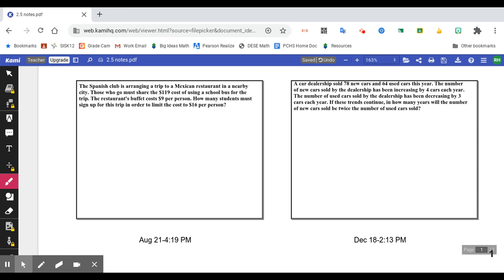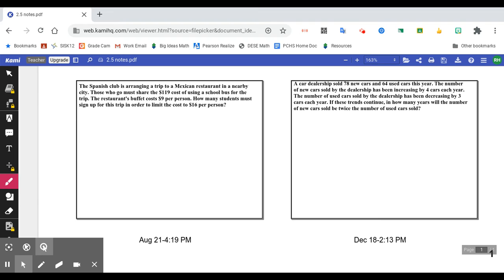The Spanish Club is arranging a trip to a Mexican restaurant in a nearby city. Those who go must share the $119 cost of using a school bus for the trip. The restaurant's buffet costs $9 per person. How many students must sign up for this trip in order to limit the cost to $16 per person?